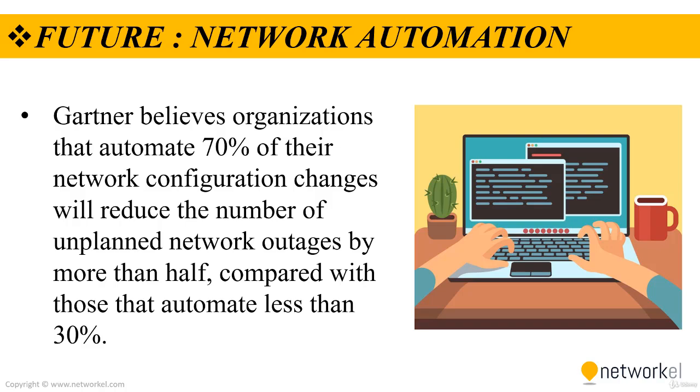Programmable, software-based automation technologies can help your team better support your organization's digital initiatives. Gartner believes organizations that automate 70% of their network configuration changes will reduce the number of unplanned network outages by more than half compared with those that automate less than 30%.